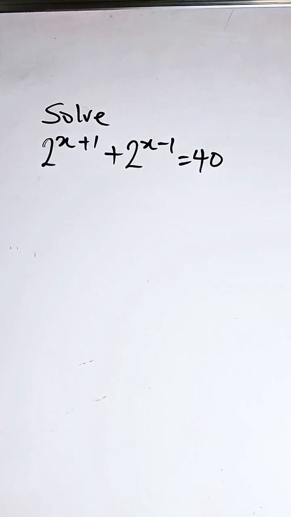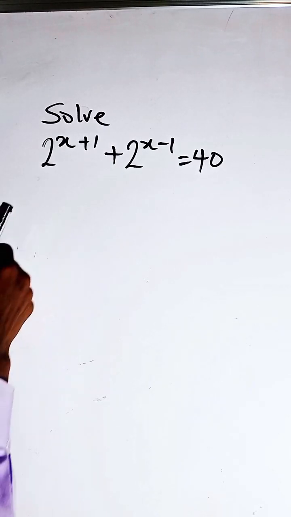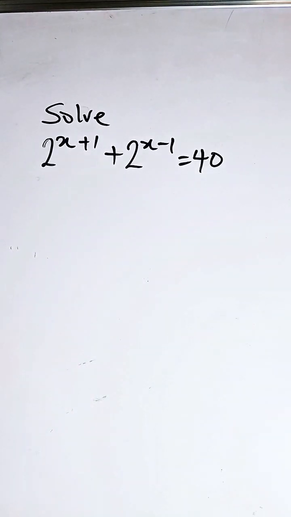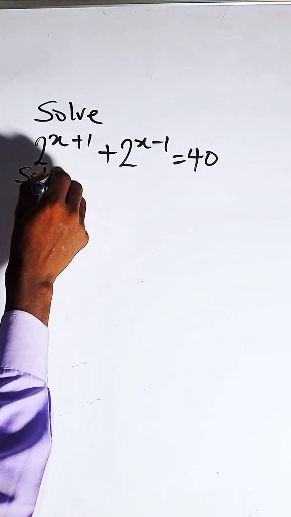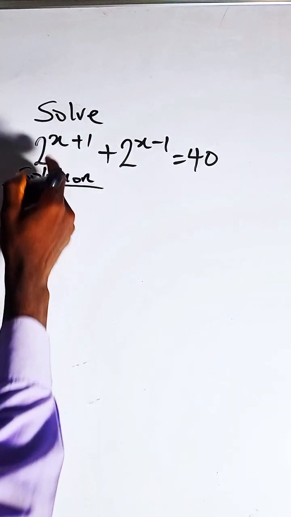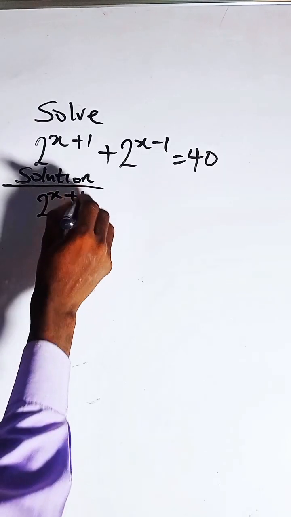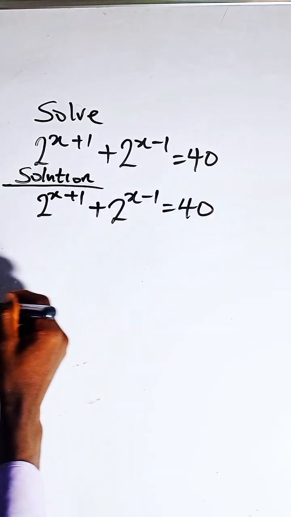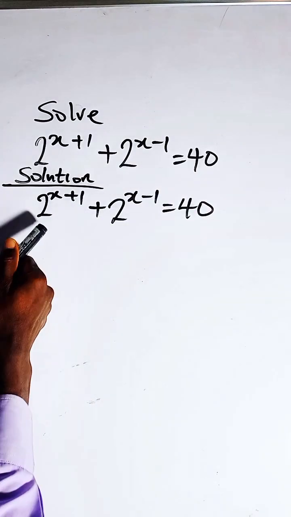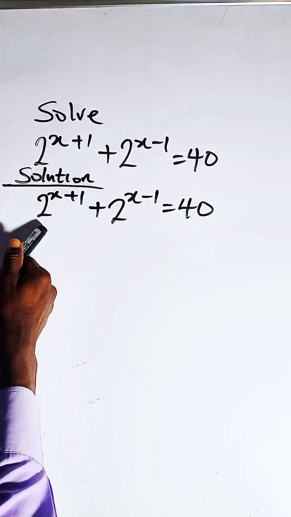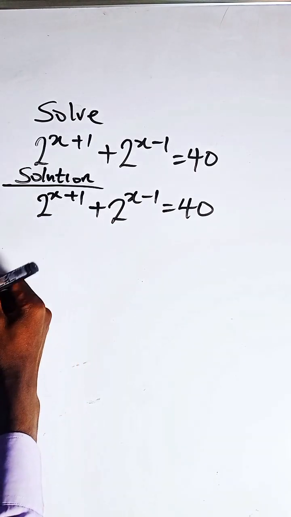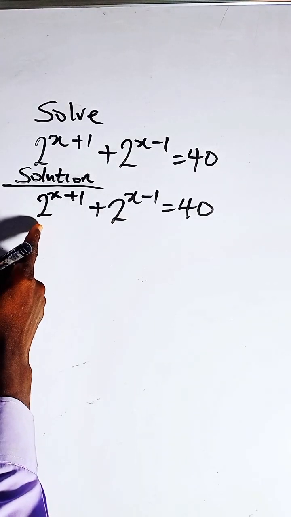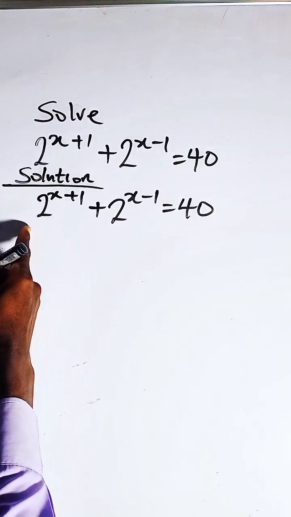The question says solve this equation. So we have 2 raised to the power of x plus 1 plus 2 raised to the power of x minus 1 equals 40. So how do we solve this equation? When we look at this equation, we have 2 raised to the power of x plus 1 and 2 raised to the power of x minus 1. So the first thing we need to do is to look out for what we can use to factor out this side of the equation.